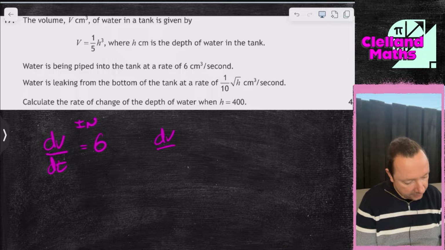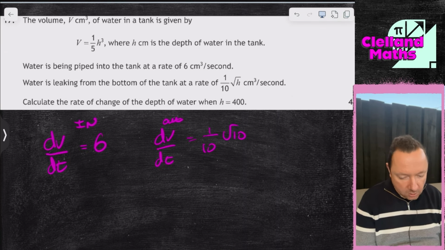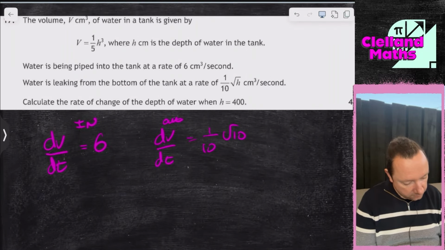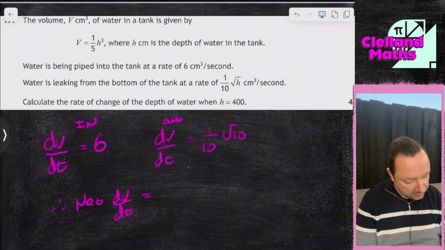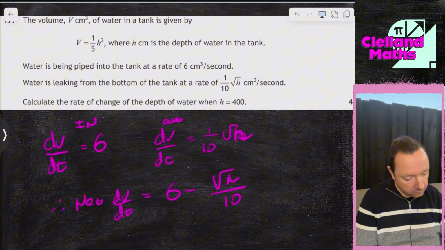So our dV by dt out is equal to 1 over 10 root h. So that means that our net dV by dt, the difference between the in and the out, must be 6 minus root h over 10.